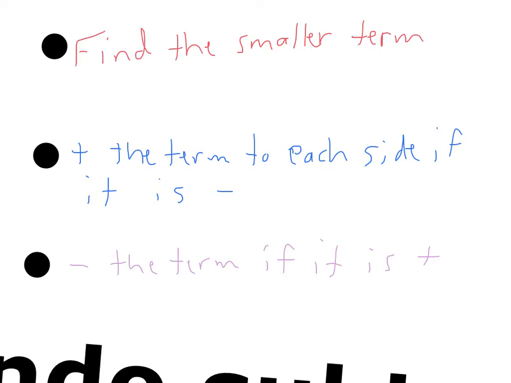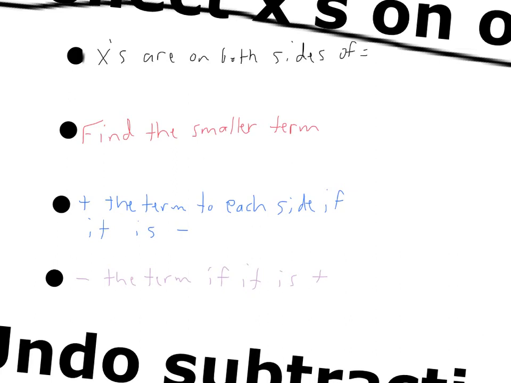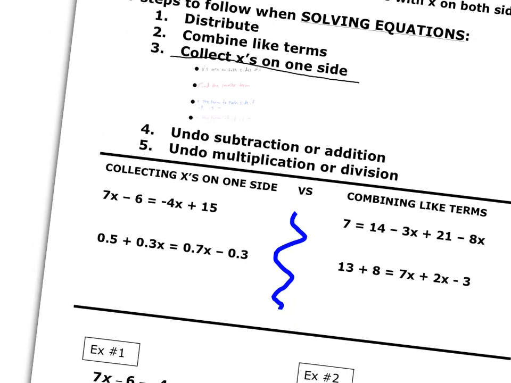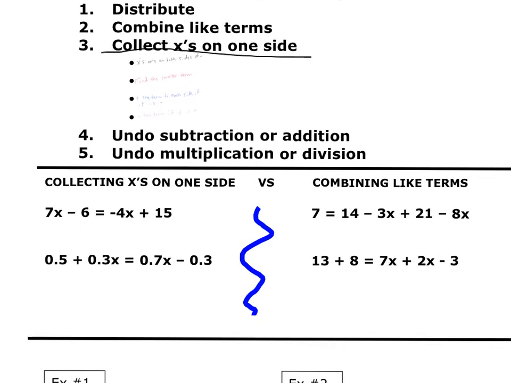Okay, so make sure you have these 4 steps. You're going to make sure that there's variables on both sides of the equation, find the smaller term, and then if it's positive, subtract it, and if it's negative, add it. Okay, so there's 2 different types of these type of equations. There's ones where you're going to have to combine like terms on both sides before you do anything, and then there's another type where you don't have to do that.